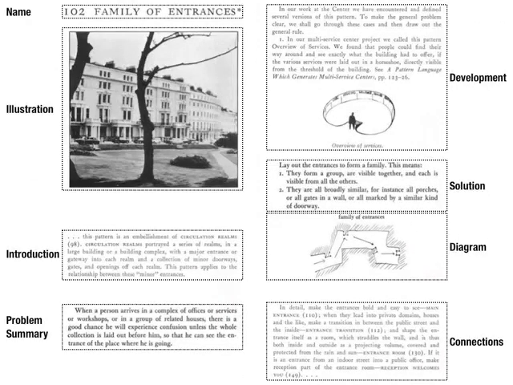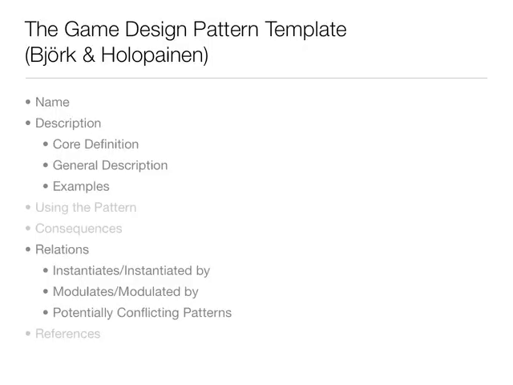Wonderful. Okay, but we were making games, not building houses. So how is this connected to making games? Well, Björk and Holopainen have adapted the design pattern approach to making games, and they have a template for creating design patterns for games that will look very much like the template for architecture. There are 6 major components to their design pattern template, of which we'll only actually be using 3, namely the name, the description, and the relations with other design patterns.